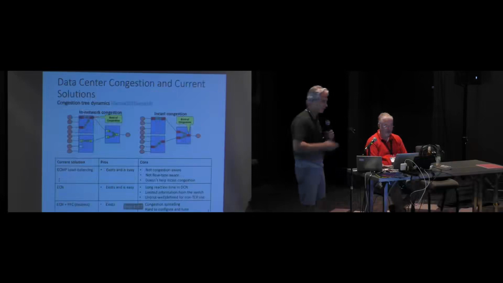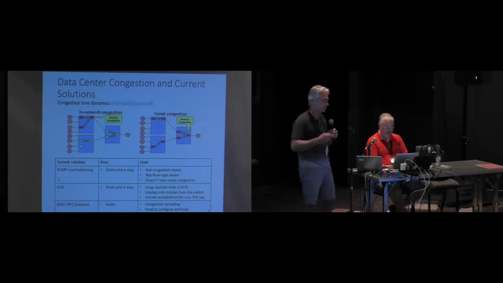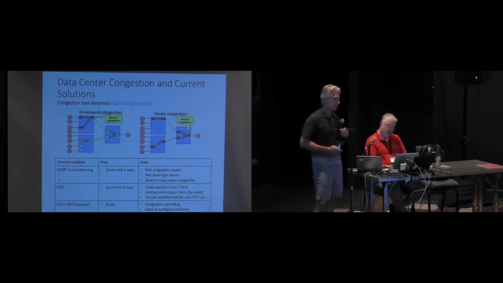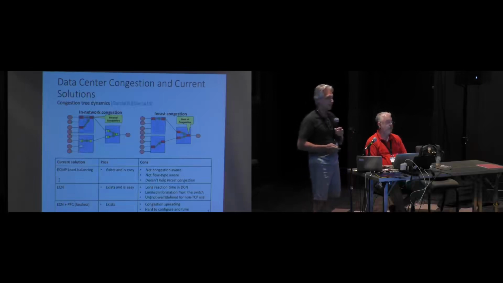We know data center congestion is different. The authors of these papers have done a lot of work on congestion trees, so there's kind of two types, in network and in cast, and it's constantly moving around in cast or in network. We've got solutions today, such as ECMP, ECN, even in a lossless environment, ECN with priority flow control. All of these have various pros and cons, but they're not completely addressing the needs that we see.